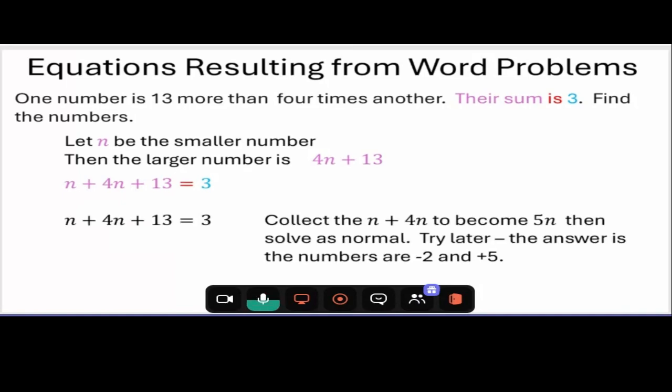Now this one I'm going to leave for you to try as well on your own. So there's the equation. You're going to collect the n plus 4n to become 5n, and then you're going to have a nice little two-step equation, so you can try this on your own. You should get answers of negative 2 and positive 5.